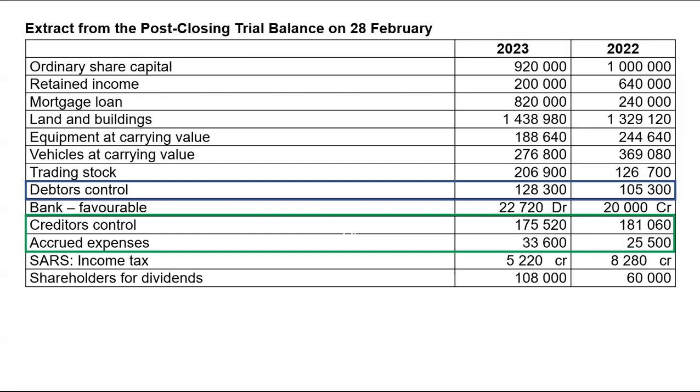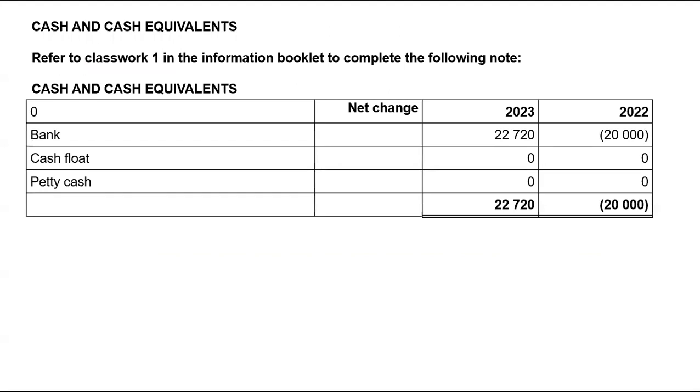Basically, your bank account increased from negative 20,000 to positive 22,720. Clearly, for that one, there is a net inflow. I'm trying to look for petty cash as well as cash on hand, and I don't see them. Therefore, that bank amount is the only one that we've got. And we will use it to prepare note number 2, which determines your net change in cash and cash equivalents. And I indicated the amounts there.